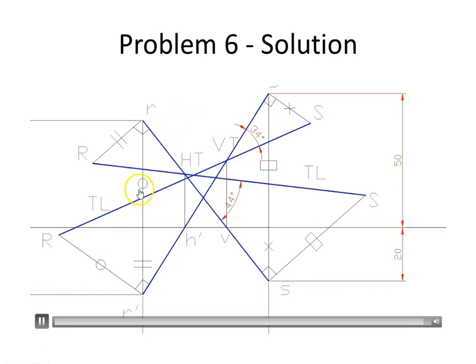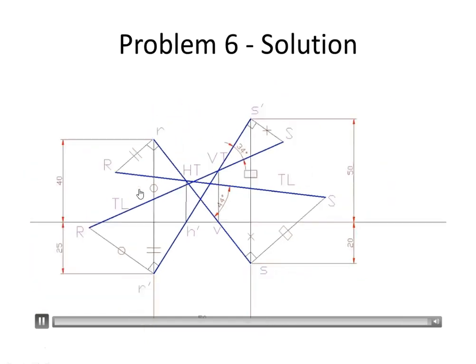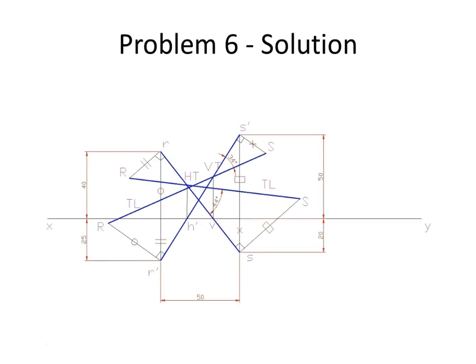The vertical trace is obtained by finding the point where the true length and the front view meet. And similarly, the horizontal trace is where the top view and the true length meet. So that is the solution for this question.